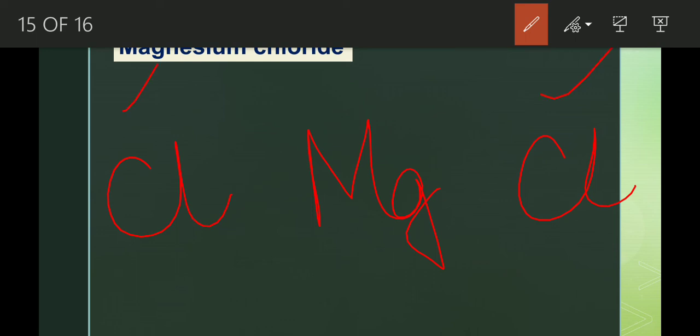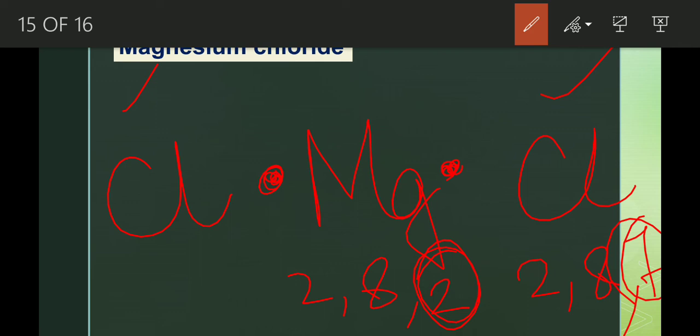Magnesium, we know, is 2, 8, 2. That means 2 electrons will be present in the valence shell. So let's represent the electrons of magnesium as dots. We will write both the electrons on either side, one at the left and another at the right. And chlorine is 2, 8, 7, so 7 electrons will be present in its valence shell. 1, 2, 3, 4, 5, 6, 7. Again 1, 2, 3, 4, 5, 6, 7.